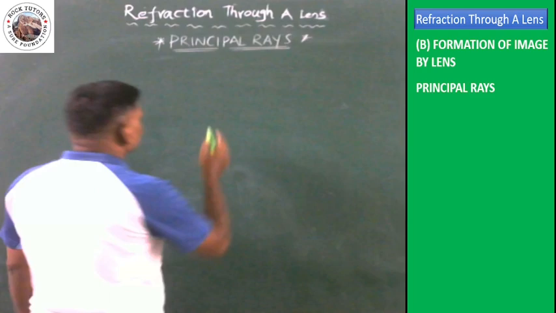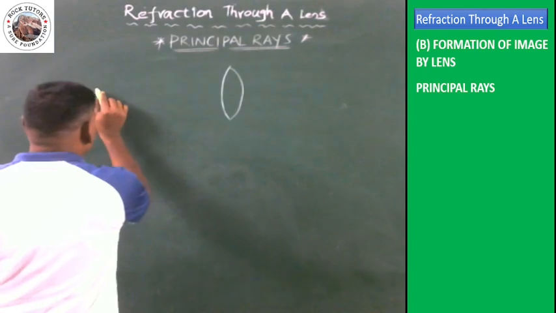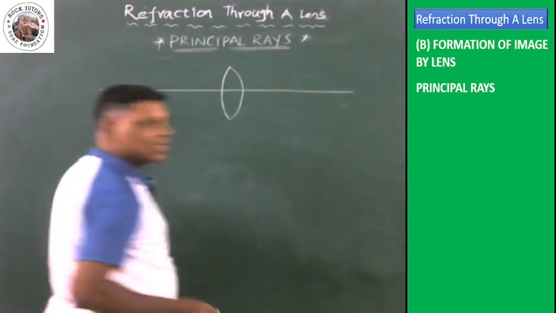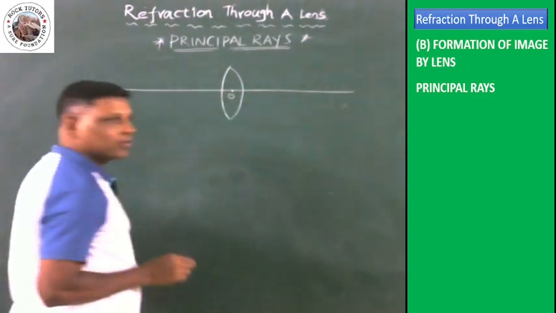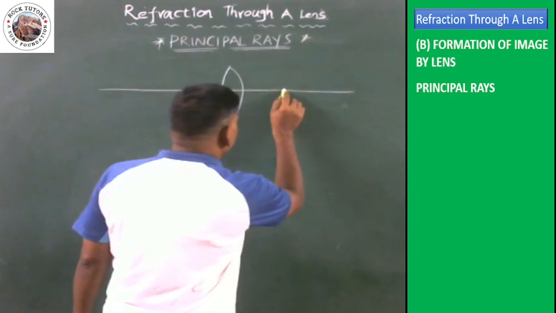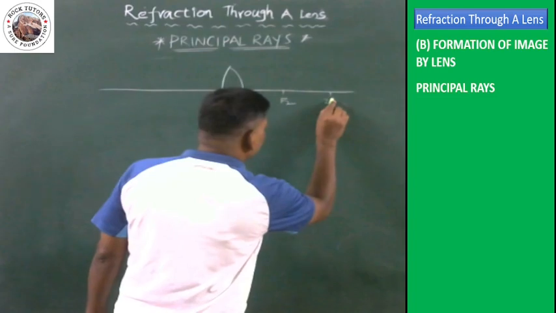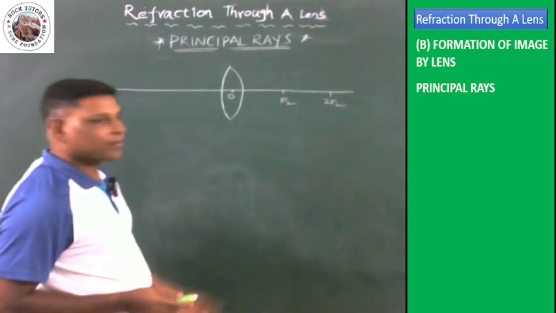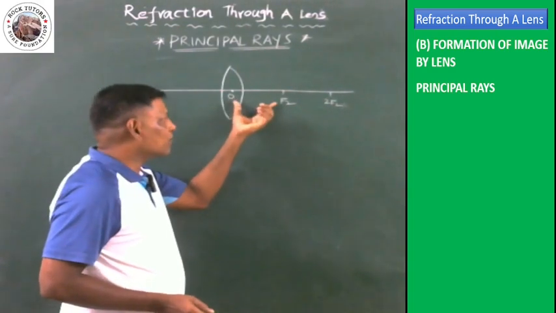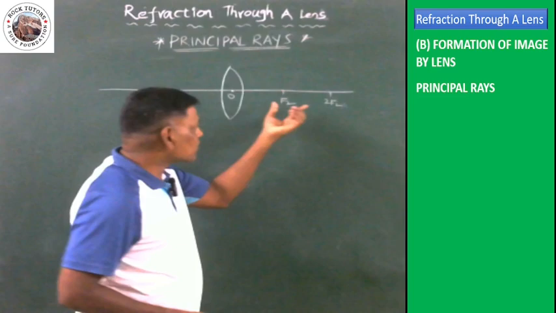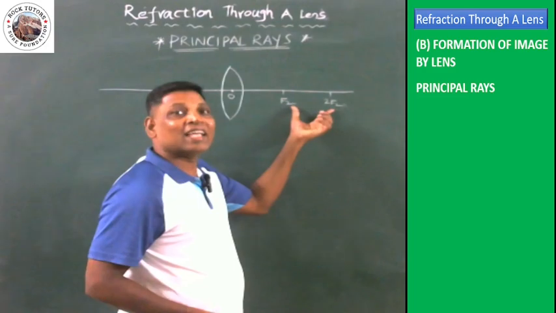Now, this is the lens, a convex lens. This is the principal axis, this is the optic center O, this is F2, and this is 2F2. Suppose the distance from optic center to F2 is x centimeters, and F2 to 2F2 is also the same distance, x centimeters.